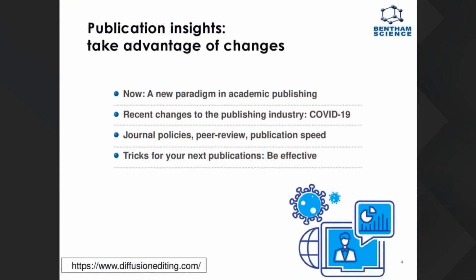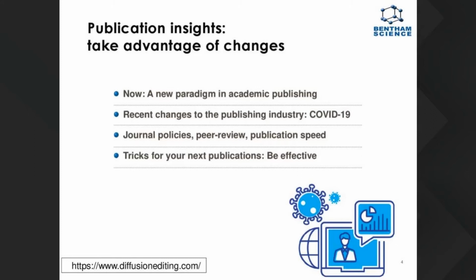Let's begin by saying that at the moment, we are interested in terms of journal selection in taking advantage of the huge changes we are currently seeing in the publishing industry. We are experiencing a paradigm shift at the moment in academic publishing. I'm going to talk a little bit about that. Some recent changes that we've seen to the publishing industry as a result of the current global pandemic. So what that means for journal policies, what that means for peer review, what that might mean for publication speed in order that you can be as effective as possible.